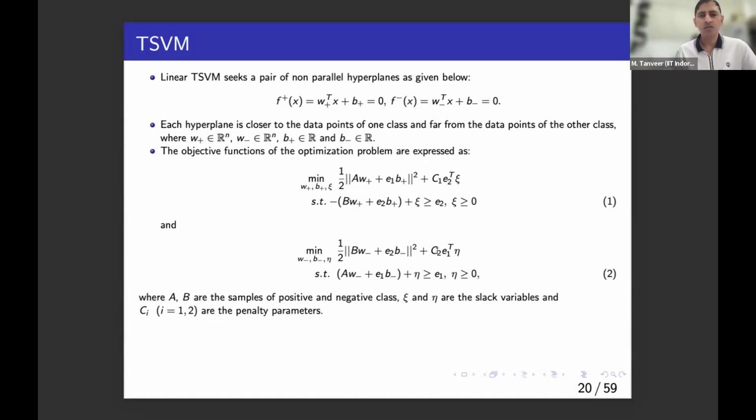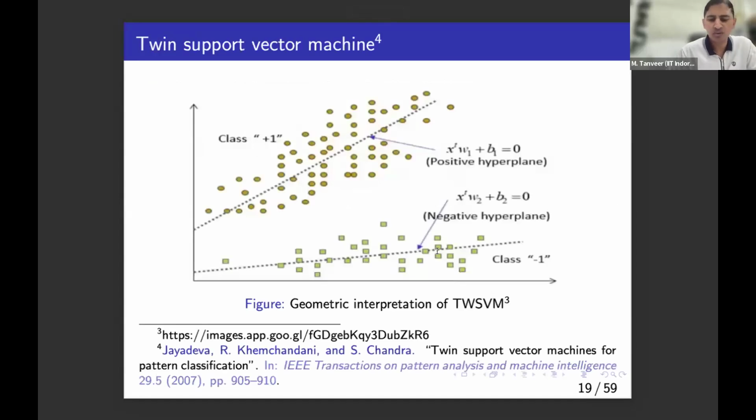We can discuss more about this algorithm. We can see that we have two smaller size quadratic programming problems. This algorithm finds two hyperplanes, like we have seen in this figure, one for each class, and we classify points according to which hyperplane a given point is closest to.